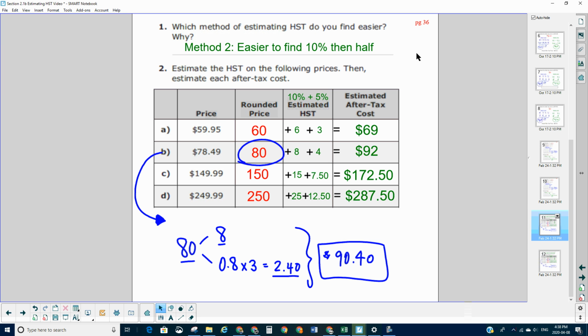All right, we're going to stop halfway through page 36. I know there's some more work underneath on page 36, but we'll do that in the next video, where we'll actually be calculating the exact tax price. Instead of doing these estimates, we're going to find a way to calculate the exact HST and how much our after-tax price is on different items. Good luck.